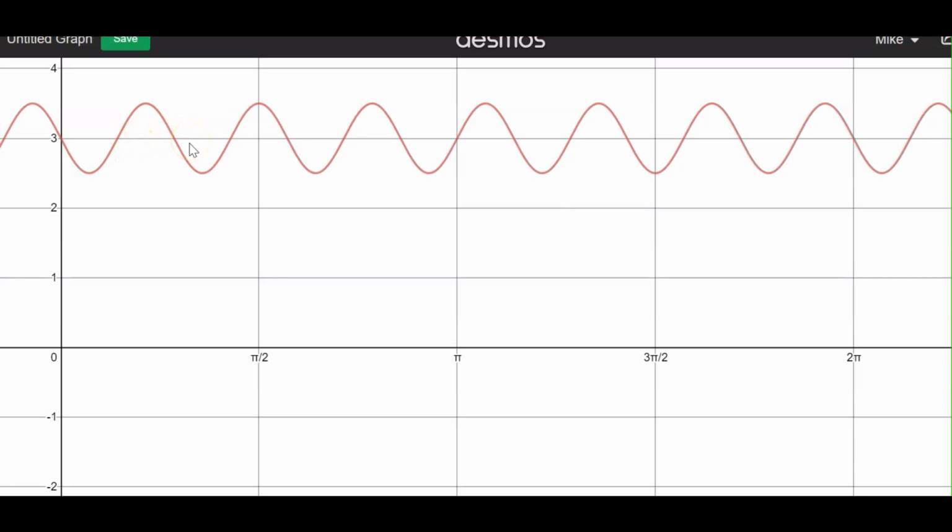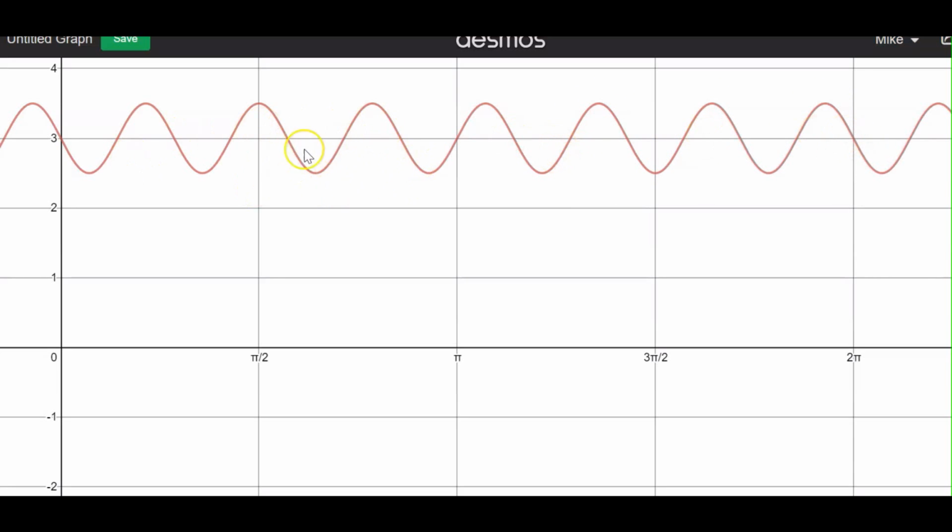Last thing we need is the frequency. So how many times does it do a full cycle between 0 and all the way over here at 2 pi? Okay, so from here all the way over to here, how many times does it do its cycle? Well, one cycle goes from 0 and it goes down to negative 1, up to positive 1, then back to 0. That's one cycle. So that's once. Down, up, down. That's twice. 3, 4, 5, 6, 7. So this has a frequency of 7.